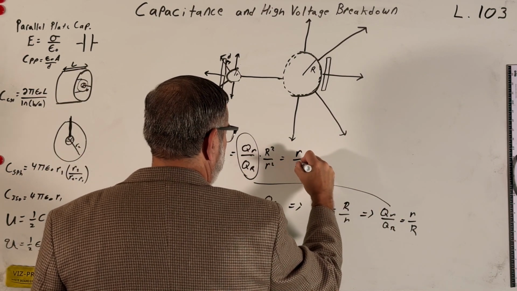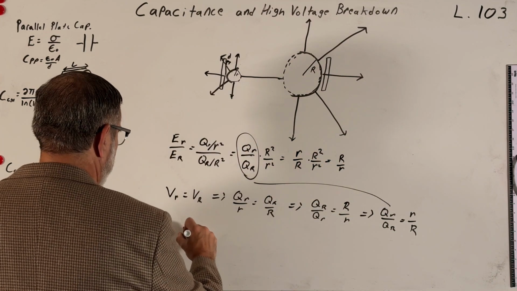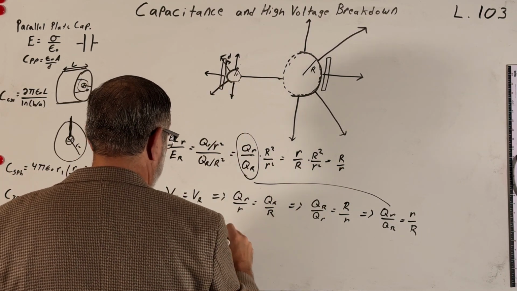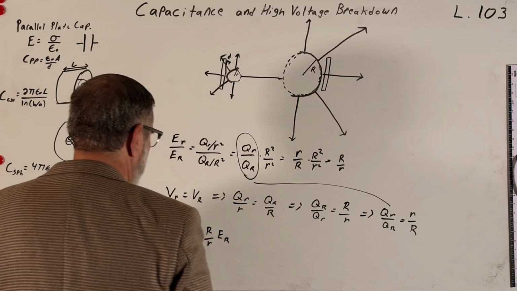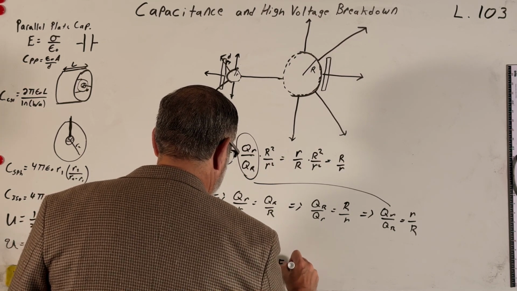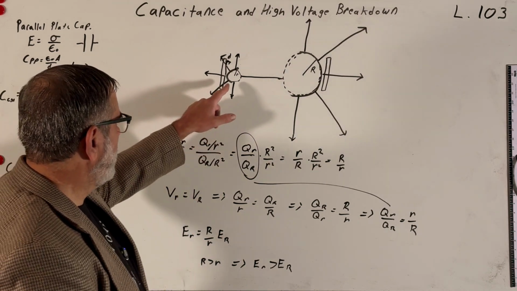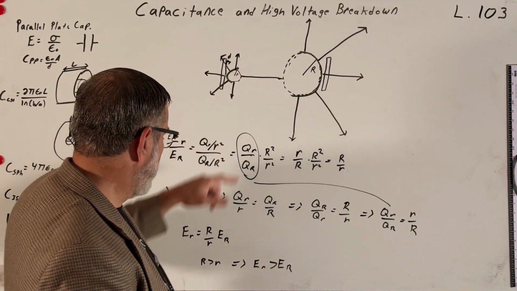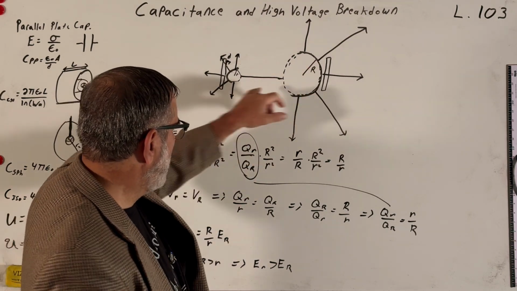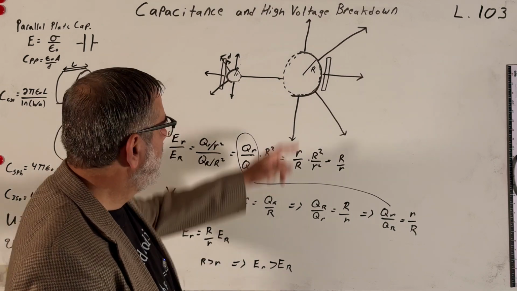So that's little r over big R times big R squared over little r squared, which just gives me big R over little r. This tells me that the electric field for the small sphere is equal to big R over little r times the electric field at the big sphere. And since big R is greater than little r, this means that E sub r is bigger than E sub big R, because the small sphere's field is the ratio of the radii, big R over little r, times the field here. So whatever the field is here, the field here will be bigger by the amount big R divided by little r.